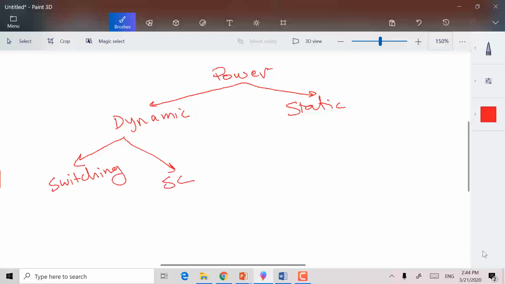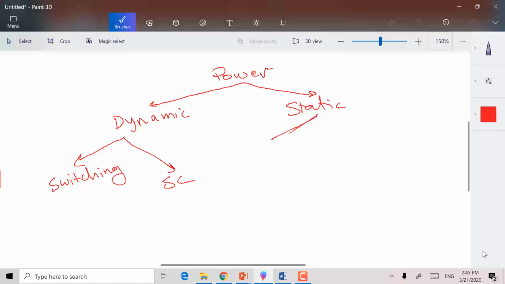The switching power is due to the charge and discharge of the capacitance at the output node of the CMOS gate, while the short circuit power is due to the current that flows from power to ground during the short time when both the NMOS and PMOS are active.